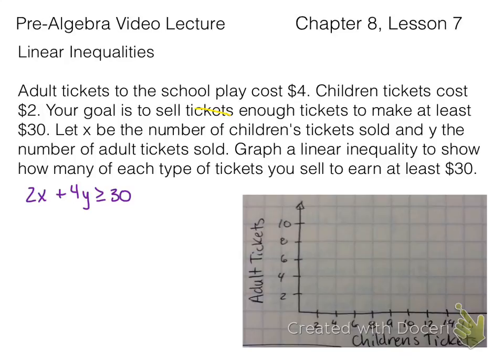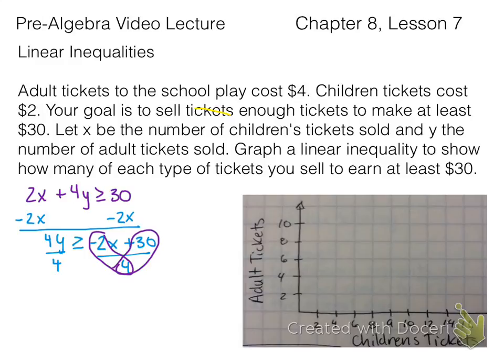So $2 for X number of children's tickets and $4 for Y number of adult tickets has to be greater than or equal to 30. Again, if I make exactly $30, I'll still be happy. But if I make more than $30, I'll be even more happy. So that's why the amount that we make off the tickets needs to be greater than or equal to 30. All right, so I'm going to solve for Y so I can get this into slope-intercept form, and then I'm going to be ready to graph.